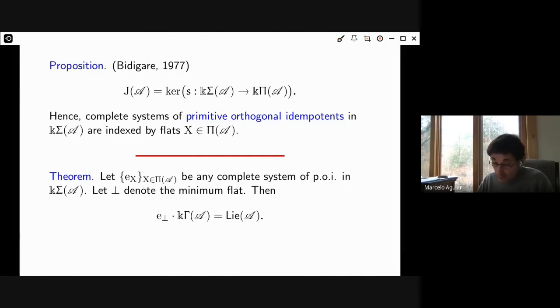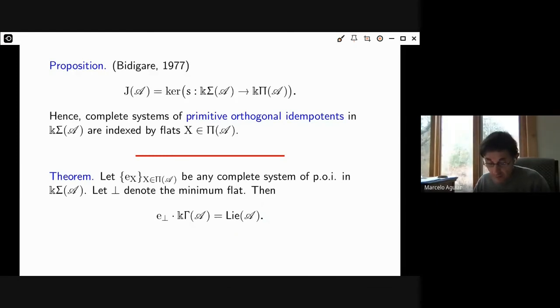You pick any such system. It's not unique, but you pick any such system, a complete system of primitive orthogonal idempotents for the Tits algebra. The elements are indexed by flats. You pick the one indexed by the minimum flat, the origin in our pictures. That idempotent indexed by that flat has this property that when you act with it on the space of chambers, you get Lie. Remember, the space of chambers is an ideal in the Tits algebra. So when I act with an element of the Tits algebra, I will stay within this space. The point is that if I act with this idempotent, I get this special subspace, Lie. So this is another description of Lie.